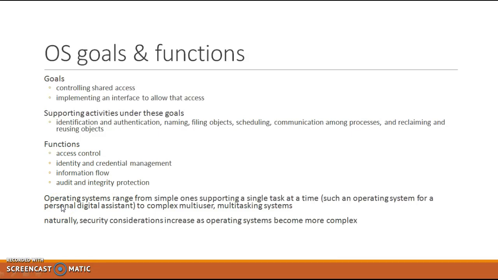So before going to the security, we must know what the different goals and functions of the operating system are. The last two paragraphs are just more elaboration: operating systems range from simple ones supporting a single task at a time, but now we have multitasking and multi-user functionality as well. So naturally, security consideration increases as the operating system becomes more complex. The more complex the operating system, the more security issues arise. As you know, we have the new mobile iOS operating system, which has brought new security issues that have been dealt with over the passage of time.